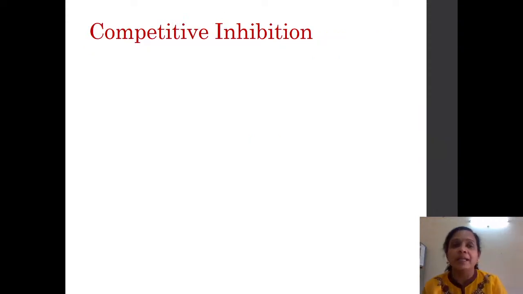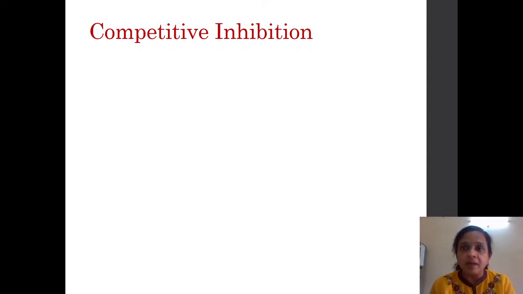Now we'll see what is meant by competitive, uncompetitive and non-competitive types of inhibitions. First, competitive inhibition. By the term competition, we understand that there is some competition, who wants to be first. So here we are talking about an enzyme as the common one, the substrate, and the inhibitor. Obviously there is a competition between the substrate and the inhibitor towards an enzyme.